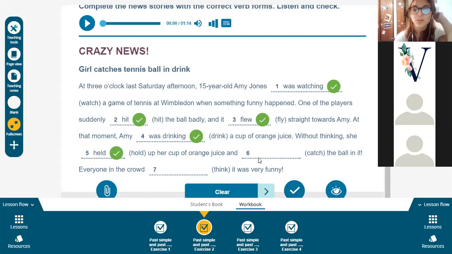Okay, let's stop here for a second. So here, very good. She was drinking at that moment a cup of orange juice. But then without thinking, she did like this. She held her cup of orange juice and what happened? And caught the ball in it.